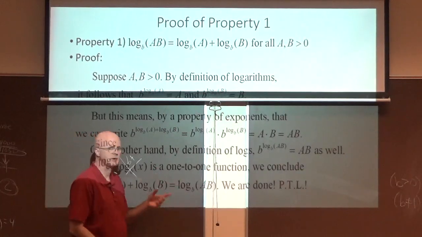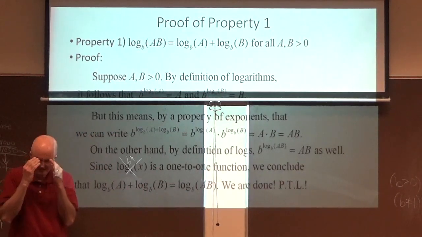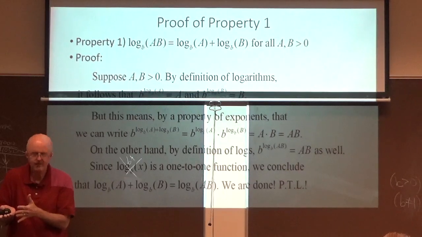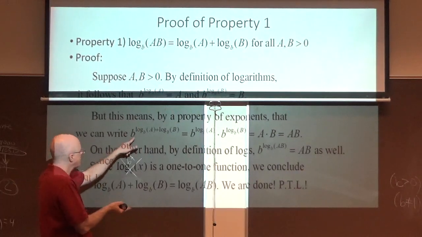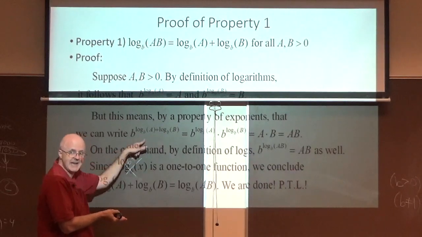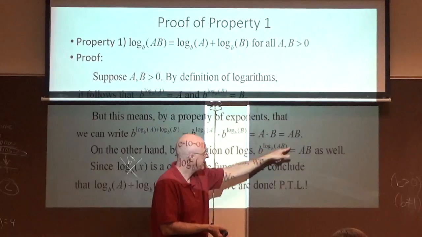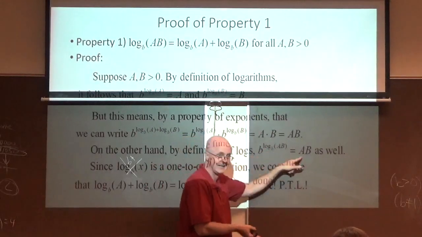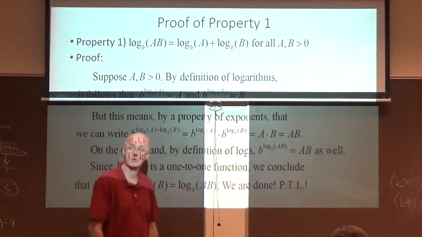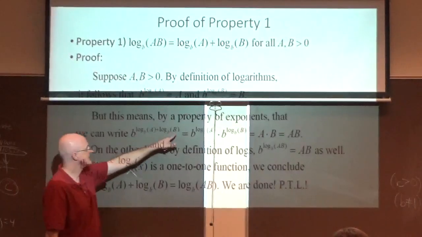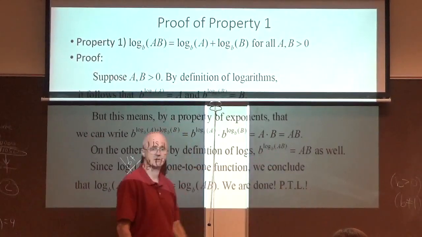Since b to the x is a one-to-one function, what does one-to-one mean? It means if the outputs are equal, the inputs must have been equal. Here I'm plugging this quantity into b to the x, and I get this output. Here I'm plugging this quantity into b to the x, and I get the same output. The outputs are equal. Therefore, the inputs must be equal. The powers, this and this, must be equal as well.